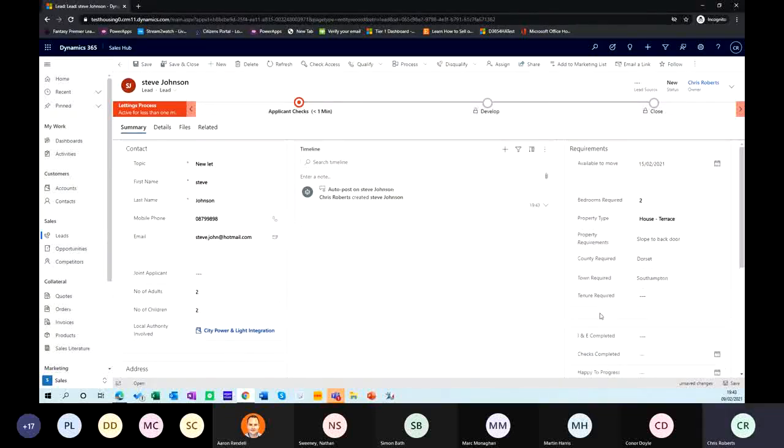Appreciate Southampton does not endorse it. And the type of tenure as well. So we have a variety of different tenures for customers.